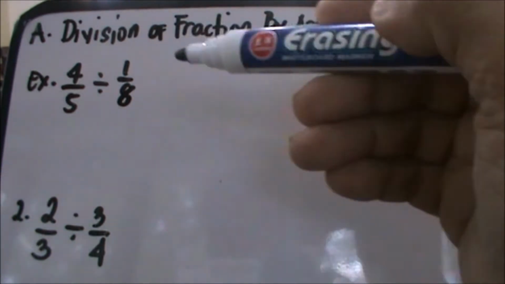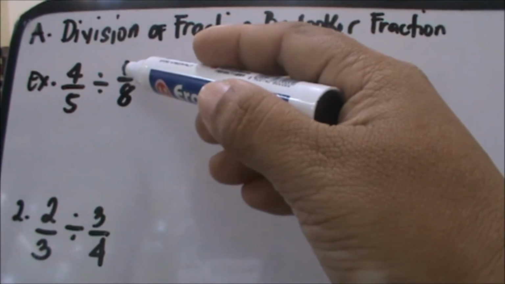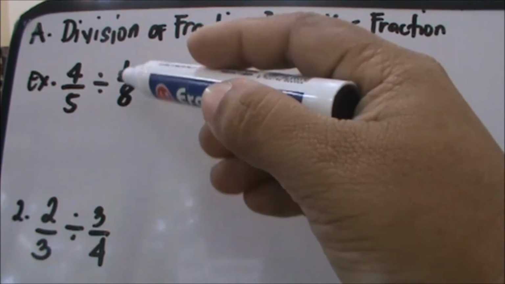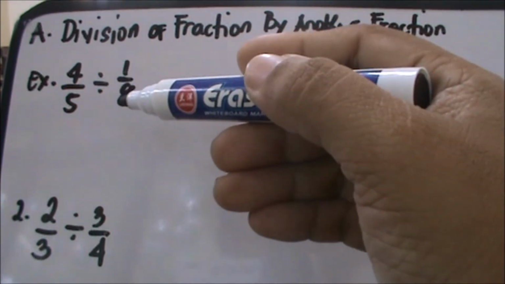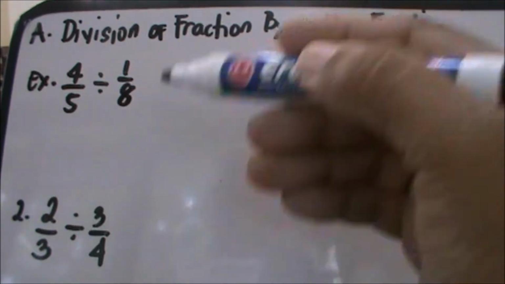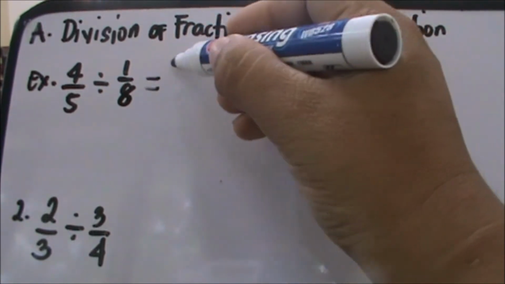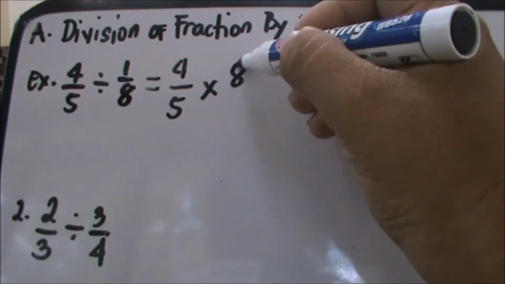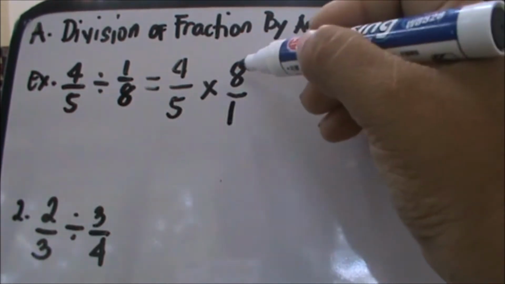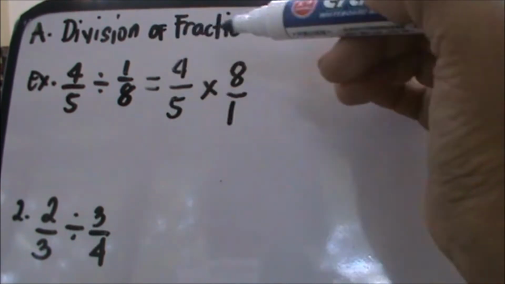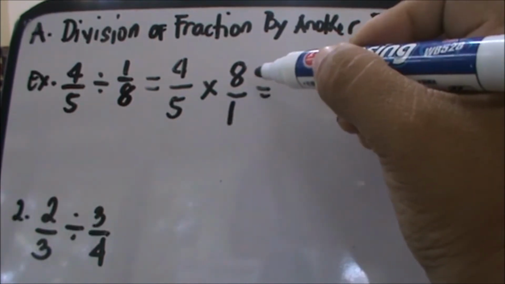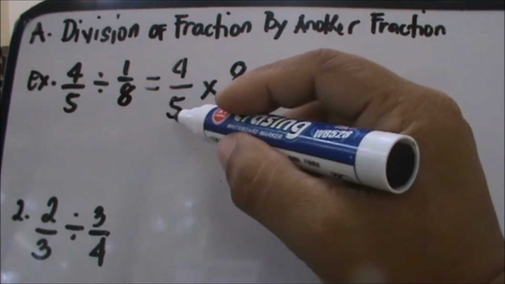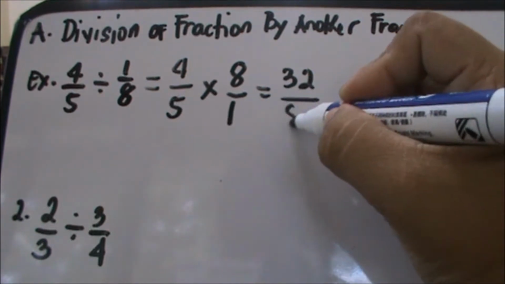So in this example, our divisor is 1/8, so we have to invert it to its reciprocal. 1/8 will become 8/1. And then we proceed to multiplication. Equals 4/5 times 8/1. So 8/1 is the reciprocal of 1/8. So 8 times 4 is 32. Then multiply the denominators. 5 times 1 is 5.